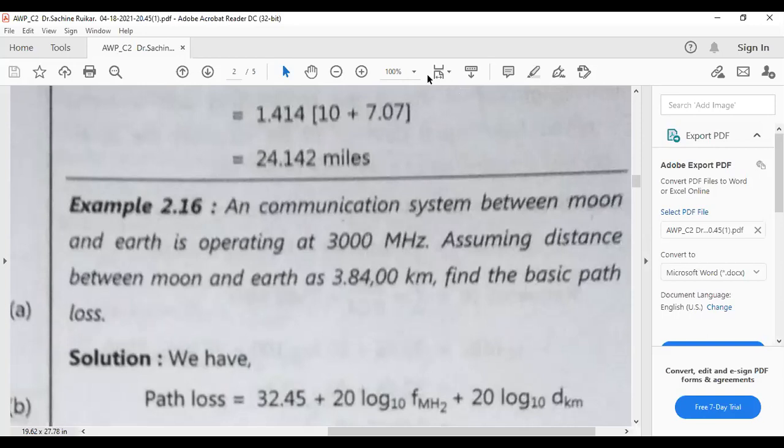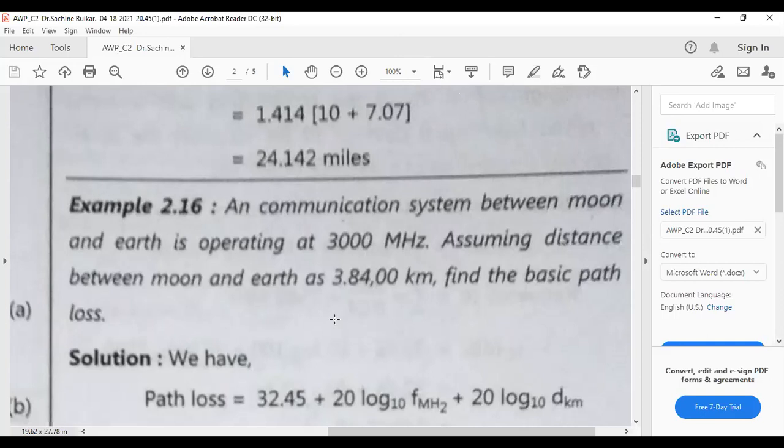Okay, so what they are asking: the example or application they have taken is a communication system. We are considering the application of the moon and earth operating at the given frequency, and the distance is also given. In that case, what we need to calculate is the path loss. So path loss can be calculated.